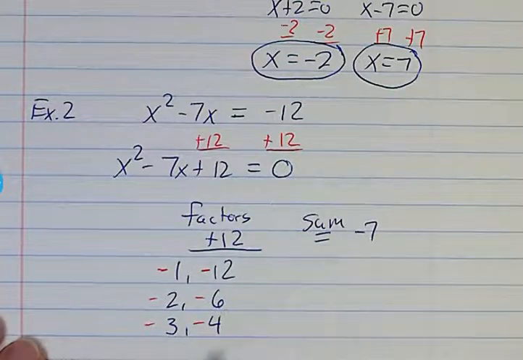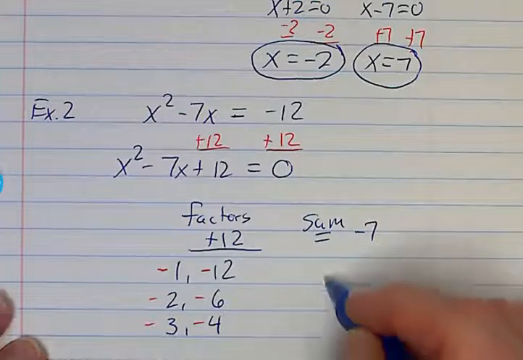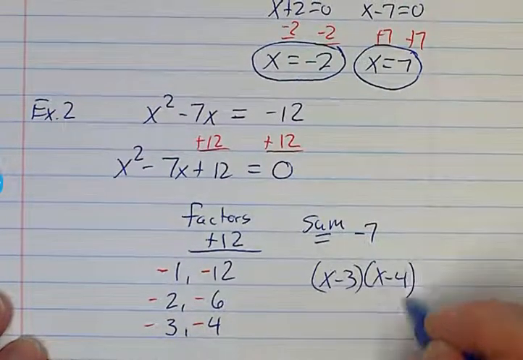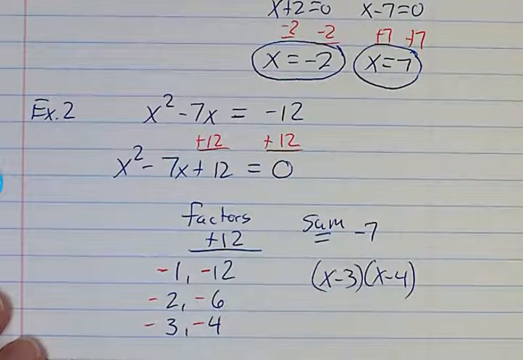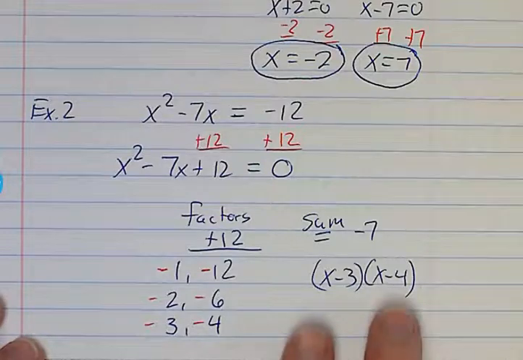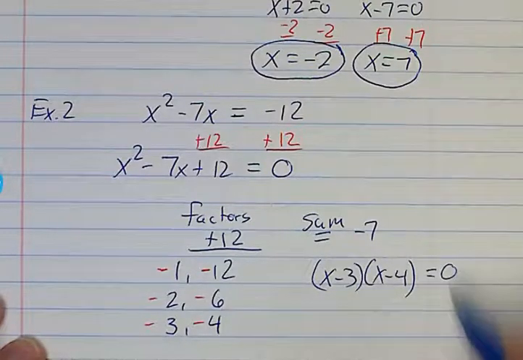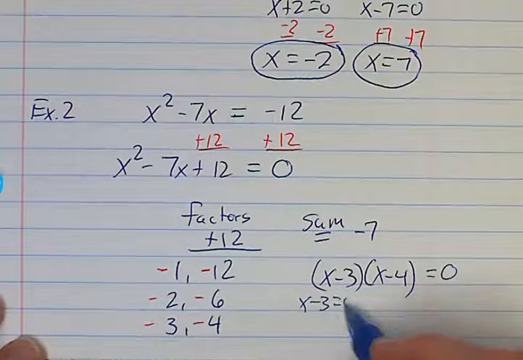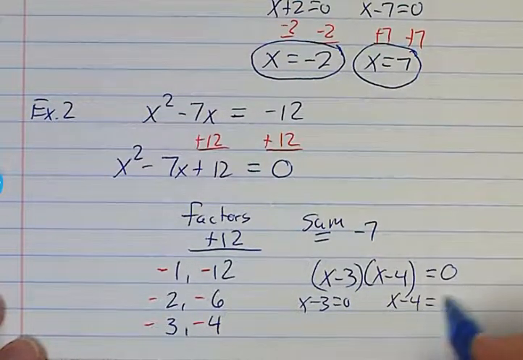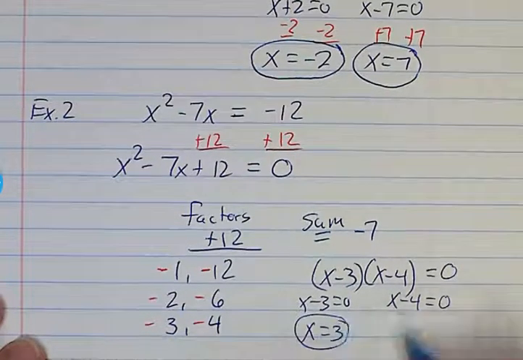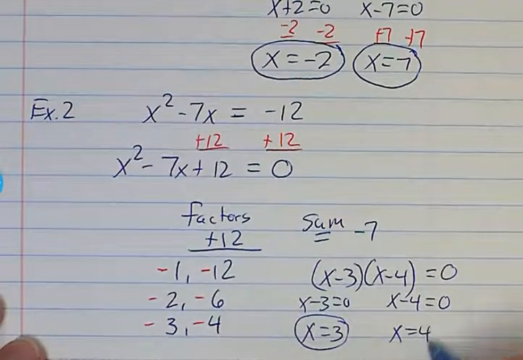Pair adds up to negative 7. That's the 3 and the 4. And again, on the test, and this is the difference we're going for with this one, on the last test we stopped here. When I ask you to solve, you've got to go one more step. You're going to take both of these and set them equal to 0. Again, just change the sign here to make that a positive 3. Change that sign to make it a positive 4.